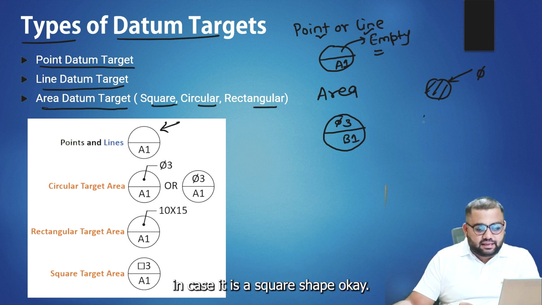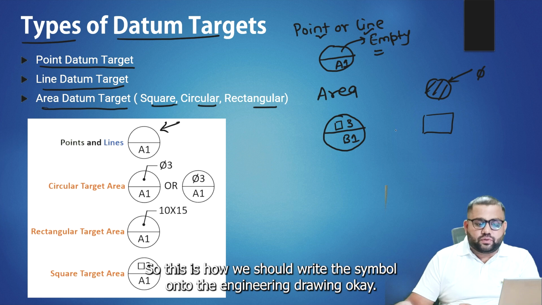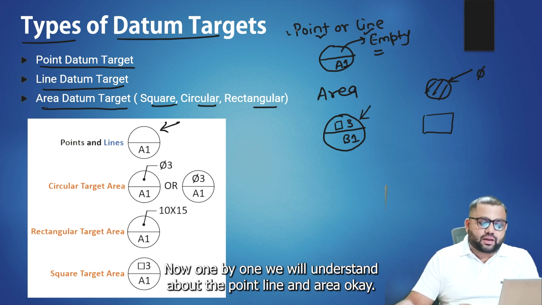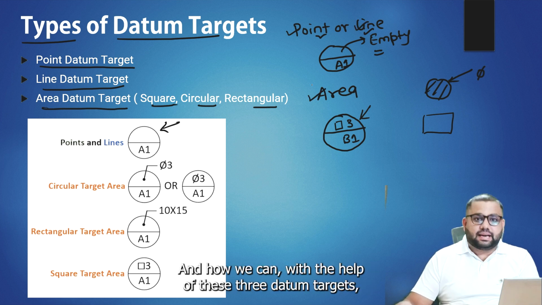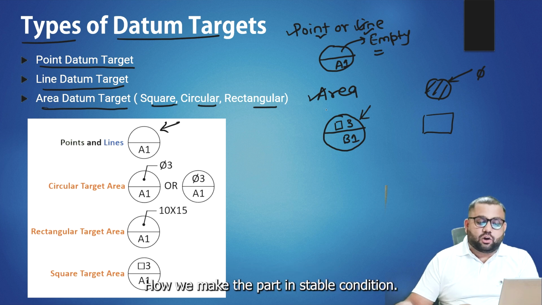In case it is a square shape, I will write over it square 3 like this. So this is how we should write the symbol onto the engineering drawing. Now one by one we will understand the point, line and area, and how, with the help of these three datum targets, point datum target, line datum target and area datum target, we make the part stable.